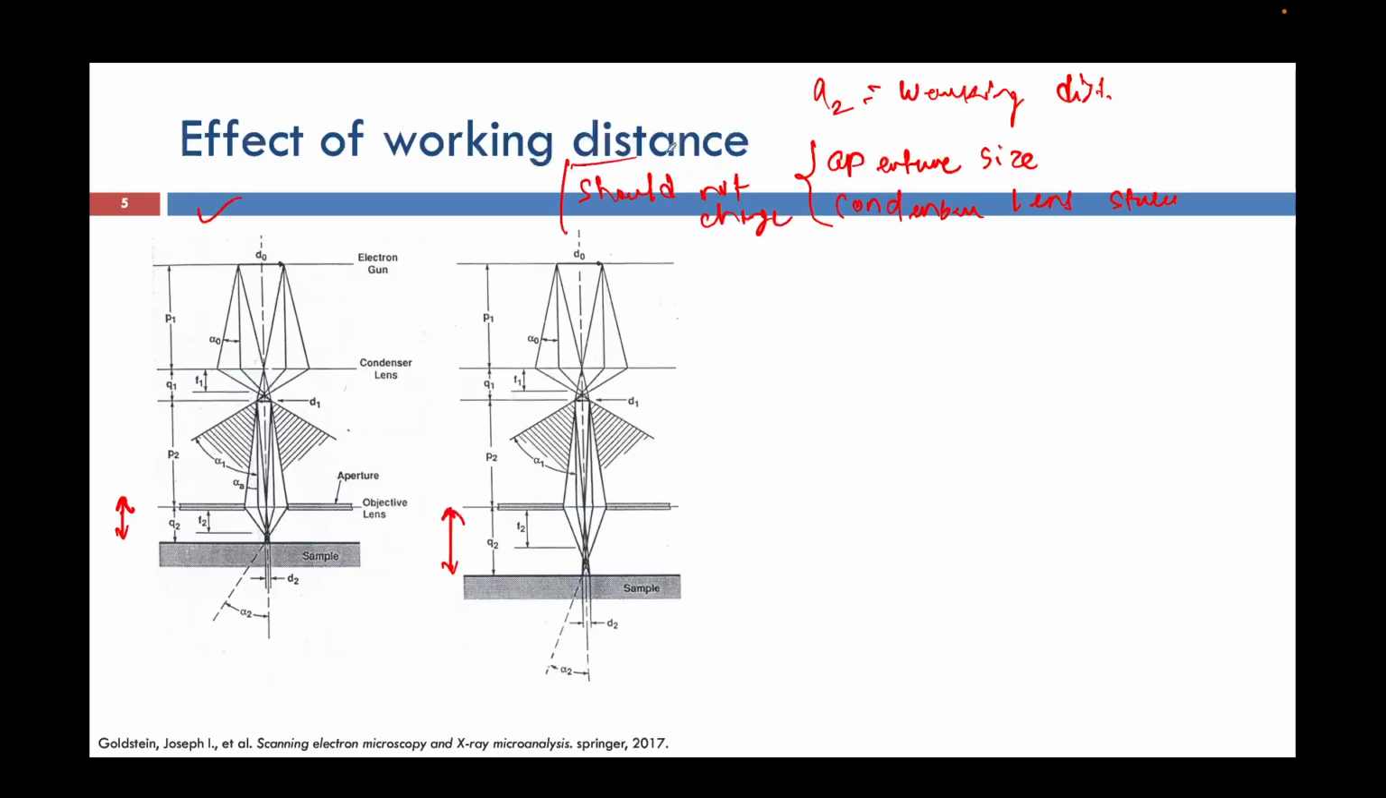I am assuming this condition. Okay, under this condition what will happen? Everything else is remaining the same. So here you can see this one. If I do that, then q2 is increasing, right?